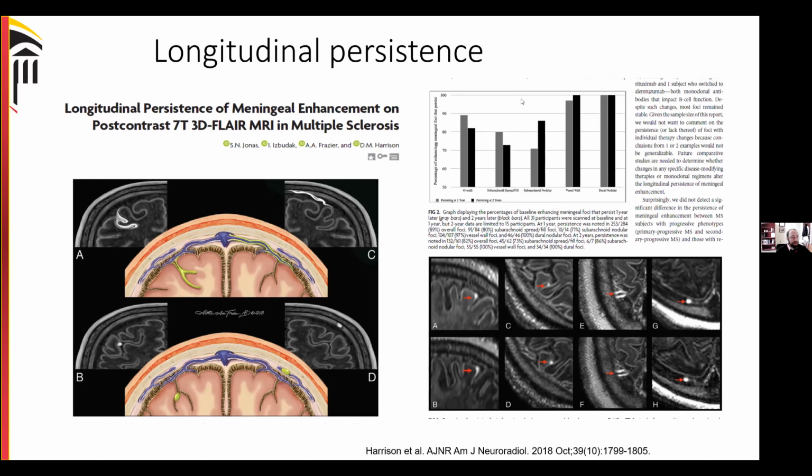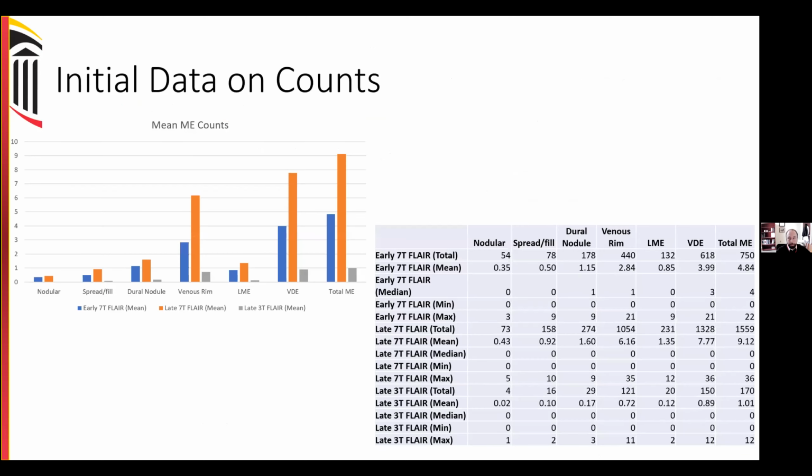What we found was that those venous and dural patterns are almost always seen on follow-up. The leptomeningeal type patterns are seen about 3/4 of the time on follow-up scans. And we also found that those who do have persistence of those foci over time were the ones that were more likely to have disability progression over that same time period.